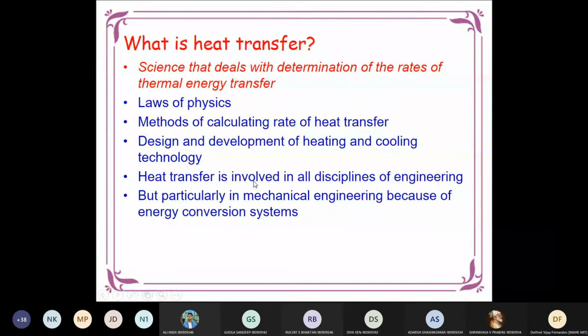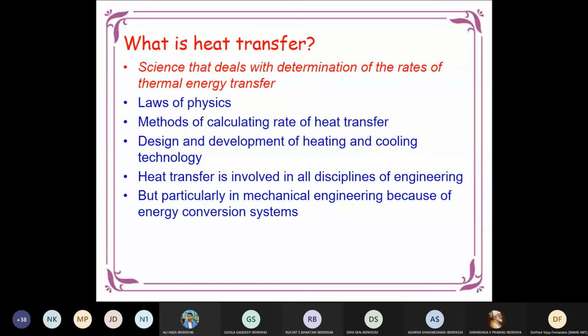So this heat transfer is actually a very versatile subject which is involved in all disciplines of engineering. You cannot say that it's only in mechanical engineering. It is involved in all disciplines, but particularly in mechanical engineering because we always deal with energy conversion systems. Energy conversion system, that means, what do you mean by this?